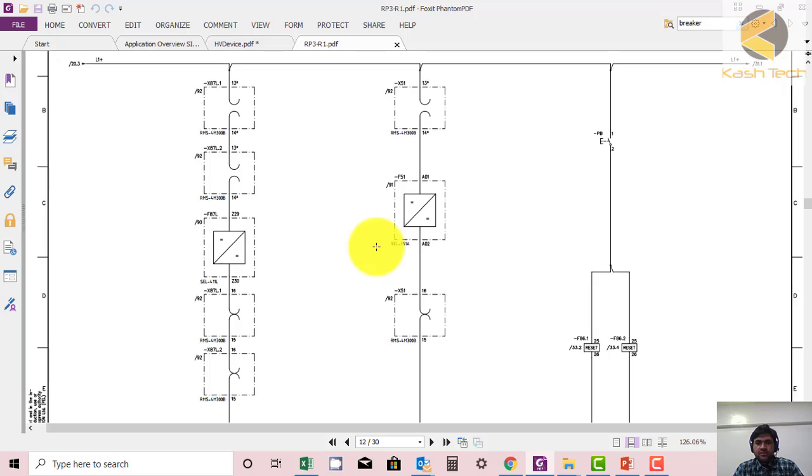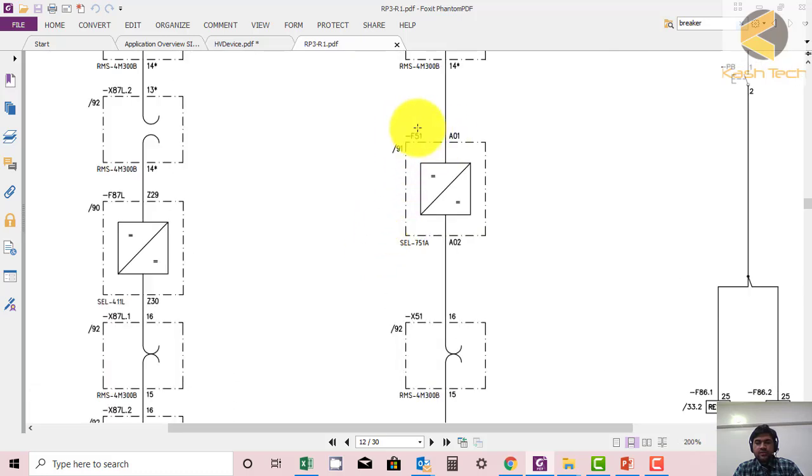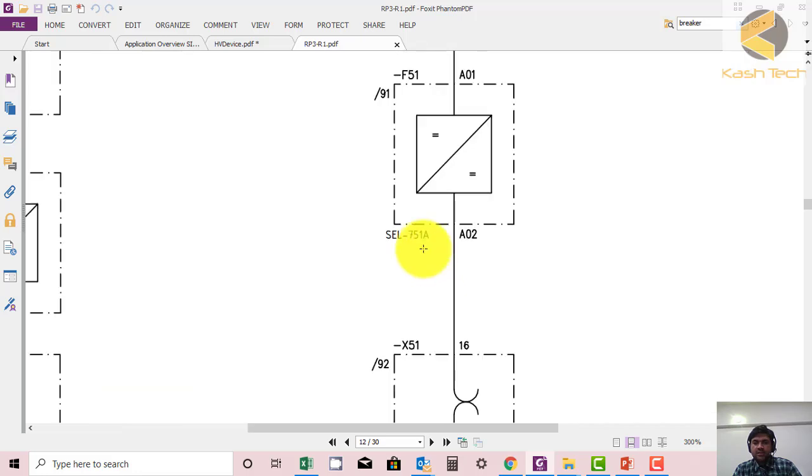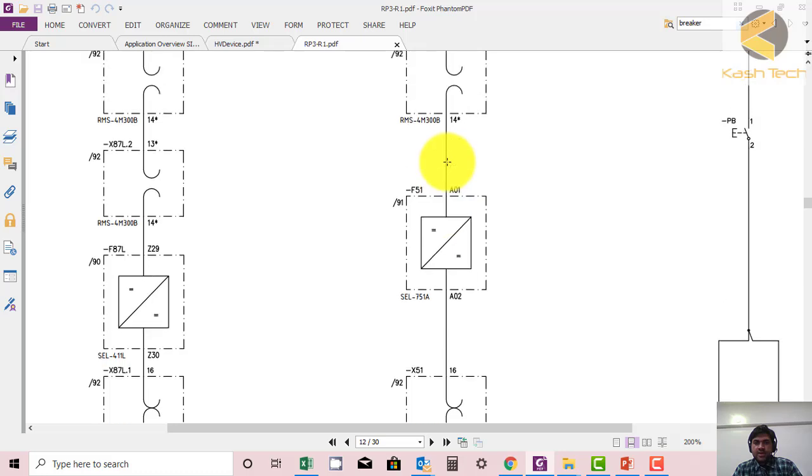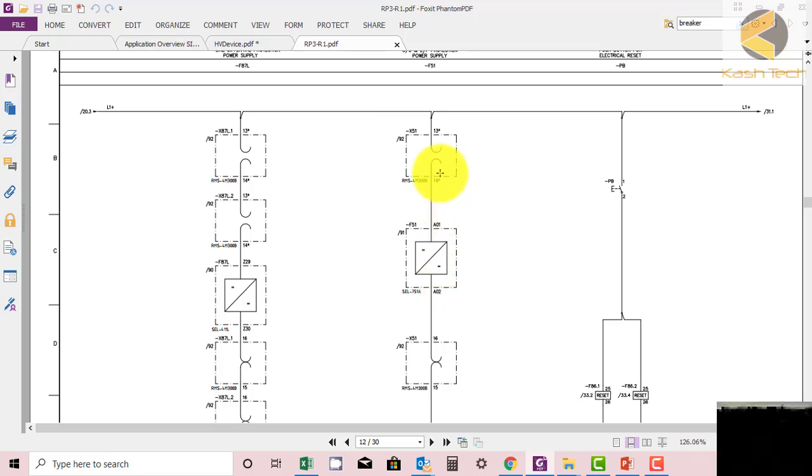This one is the power supply of F51. Okay, 51 is an overcurrent relay. This is the code. F is the code for device. 51 is showing the function 51. The relay type here is SEL751A. The supply is coming through terminal number A01 of the relay, and its negative is coming to A02, and this is again the test plug.